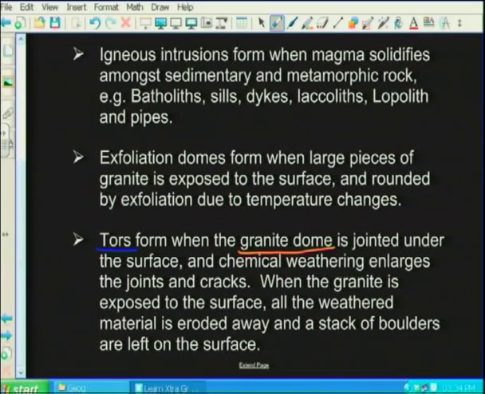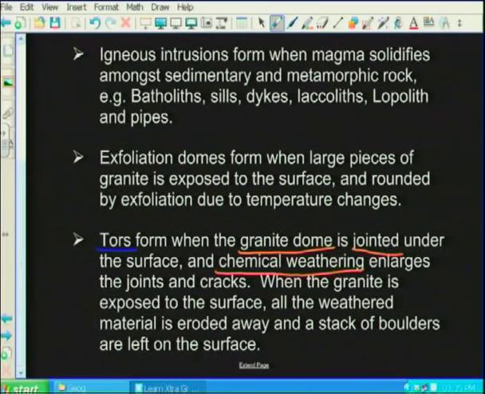It says it's very important that the rock is jointed under the surface. This word, jointed: the rocks need to have joints and cracks within them, because for tors to develop, the chemical weathering seeps down below the Earth's surface into those cracks and joints and starts to enlarge them because the chemicals react with the rock structure.